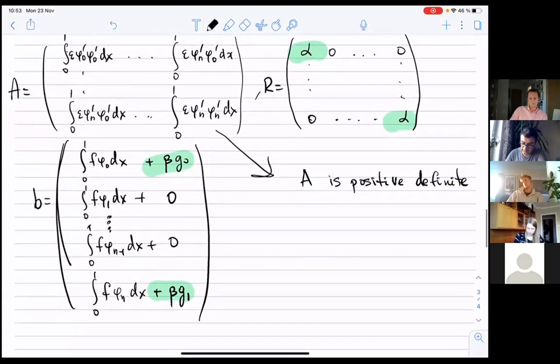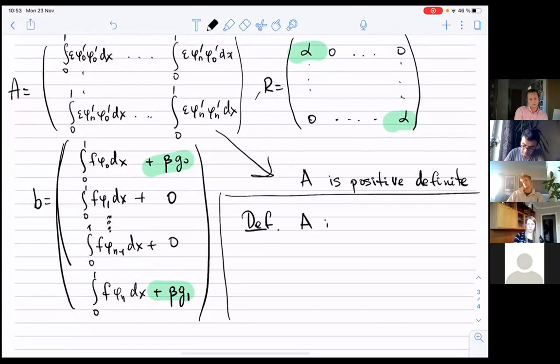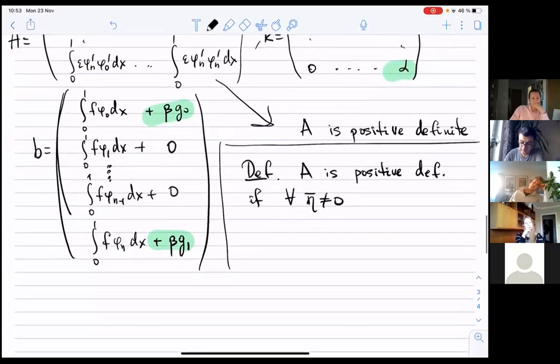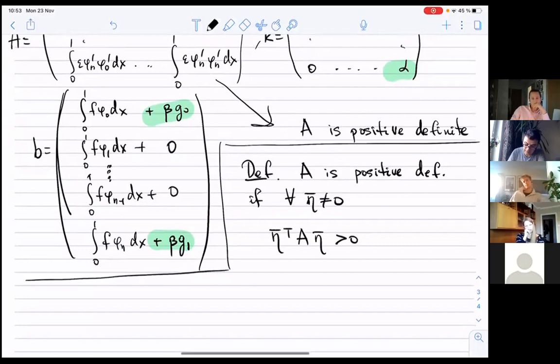Do you remember what the definition of positive definiteness was? I have to recall my memory as well. Matrix A is positive definite if for any non-zero vector eta, eta transpose A eta is a number that is strictly bigger than 0. So one can prove that A is actually positive definite.